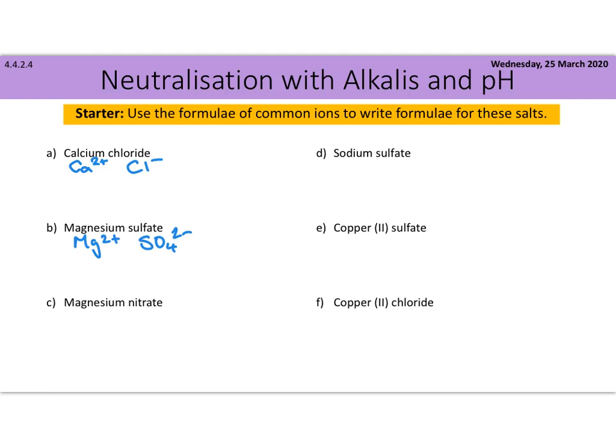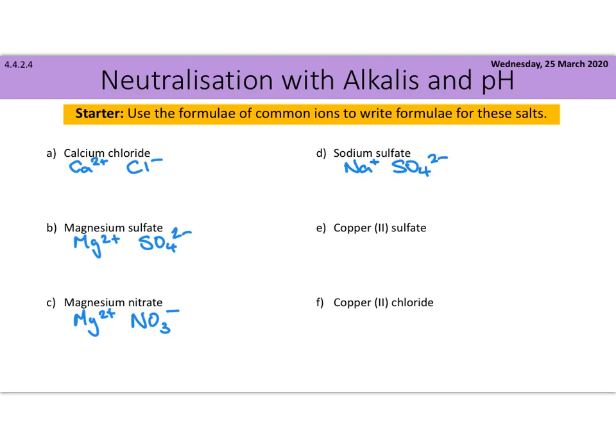Magnesium nitrate: we've already said magnesium is a group 2 metal, so 2+, and nitrate is another one you've got to know the formula and charge of, so it's NO3 with a 1- charge. Sodium is group 1, so it's going to have a 1+ charge. Sulfate, again, the one that you need to learn, is SO4 with a 2- charge.